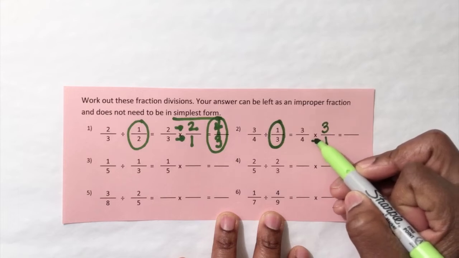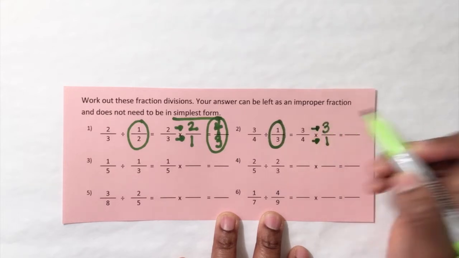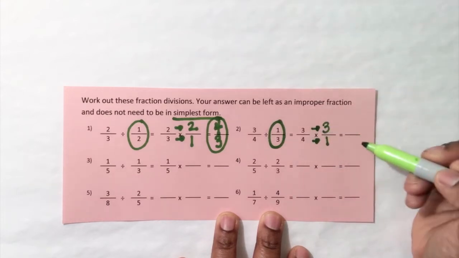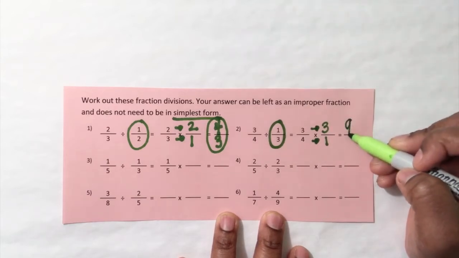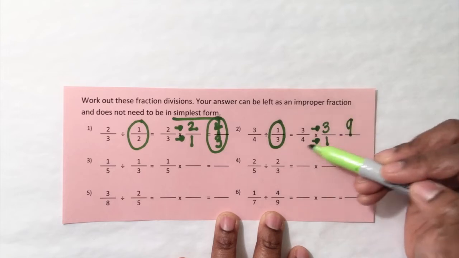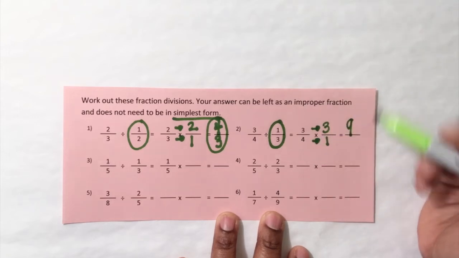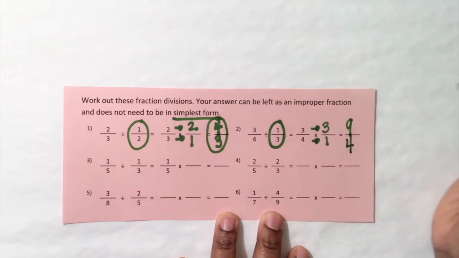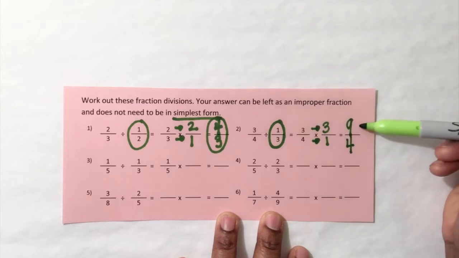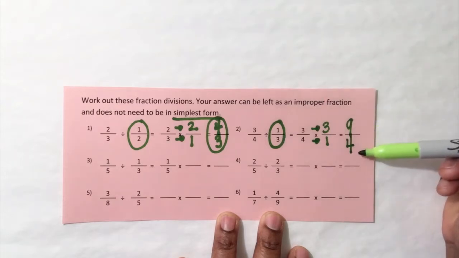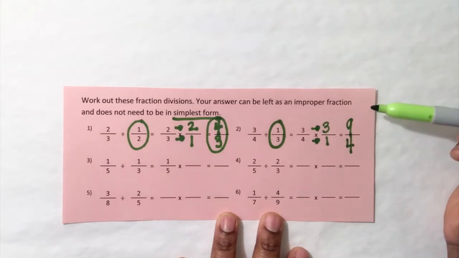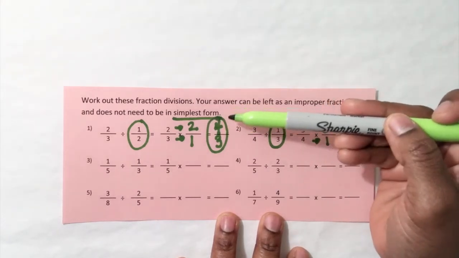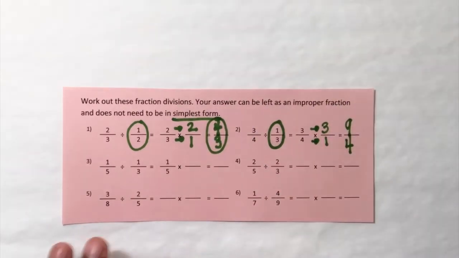So now we're going to apply multiplication. The rule is flip the last guy and multiply. 3 times 3 is 9, and 4 times 1 is 4. I know that when there's a bigger number over top of a smaller number, that's called an improper fraction. But today, we're not going to put them in simplest form. That's for another lesson.